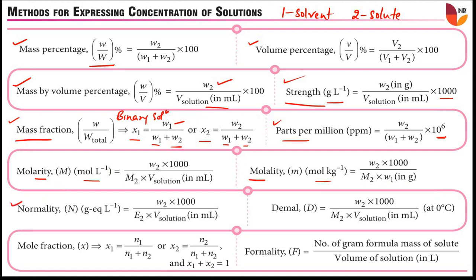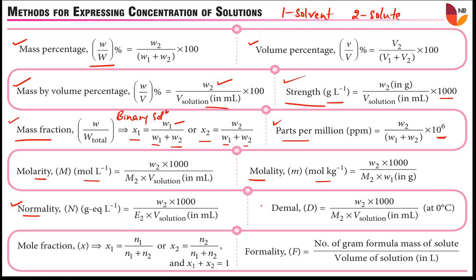It is an old method used to calculate the concentration of a solution. Nowadays this method is replaced with molarity and molality. Normality is defined as the weight of the solute divided by the equivalent weight of the solute. That is, mass of the solute W2 into 1000 divided by E2, where E2 is the equivalent mass of the solute. The volume of the solution is multiplied with the equivalent mass of the solute. That method is called the normality method.